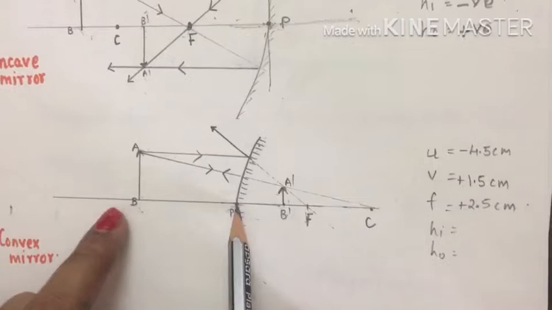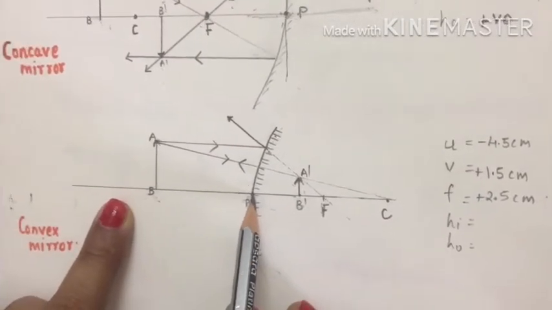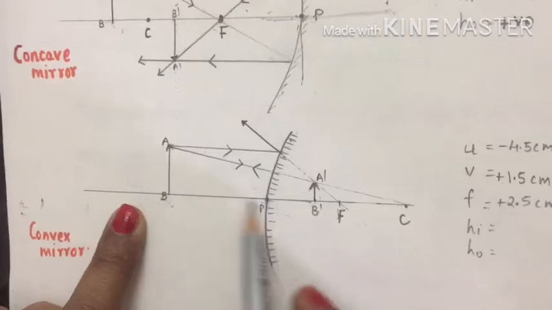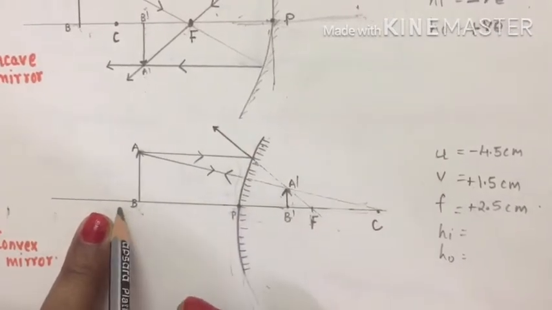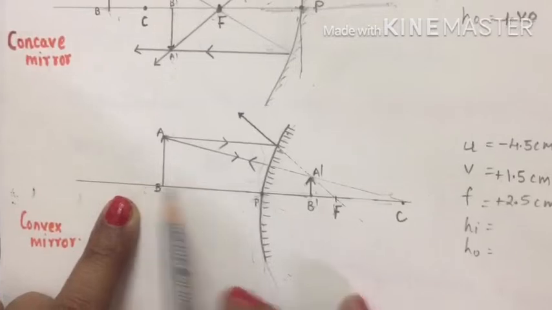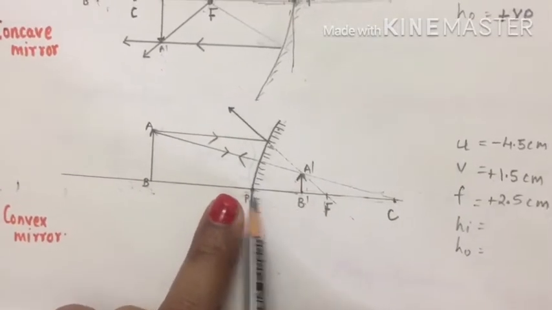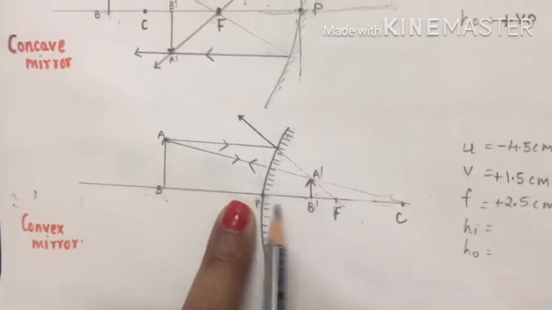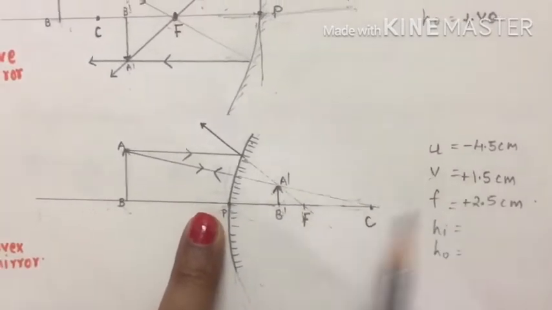Now from P to B will be your object distance. Whether it will be negative or positive, just imagine that the pole is kept at the origin of the Cartesian system. So this will be the negative axis, so u will be negative. This direction will be positive. So v is PB, from P to B dash is v. This is the positive x direction, so v will be positive.